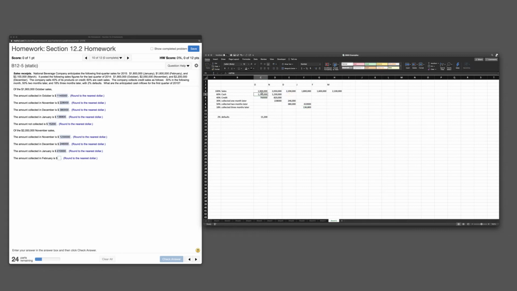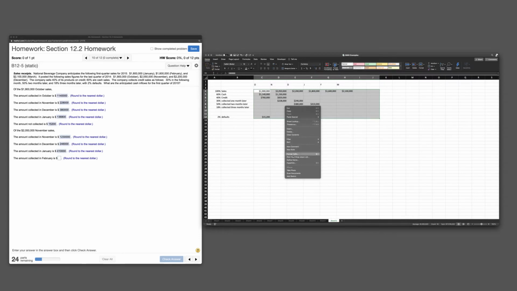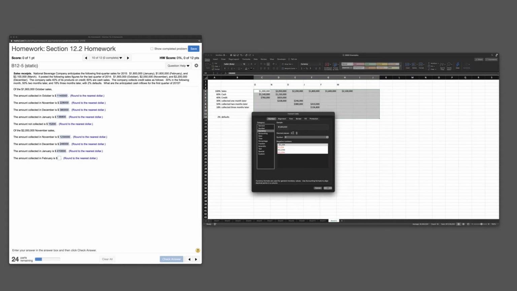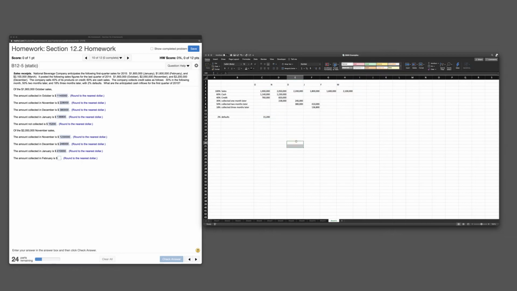I just want to make sure I'm formatted here. One thing you might notice is I am formatted in currency. But if you notice, when you go to currency, it gets a little busy. So first, because we're dealing with nearest dollar, we don't need any decimals. And we can also remove the dollar sign. Make it a little bit cleaner. There we go. Let's get back on track.